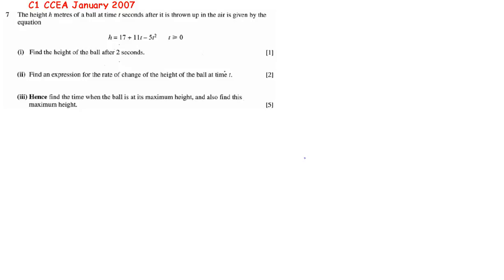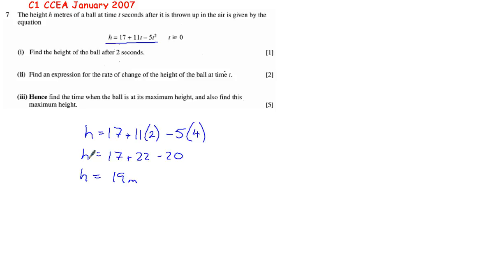We're asked here to find the height of a ball after 2 seconds, and we're given the equation for the height. So for 1 mark, very, very straightforward. H is equal to 17 plus 11 times t, which in this case we're told is 2 seconds, minus 5 times t squared. Now, 2 squared is 4. So that's 17 plus 22 minus 20, which is 19. The height is 19 meters.